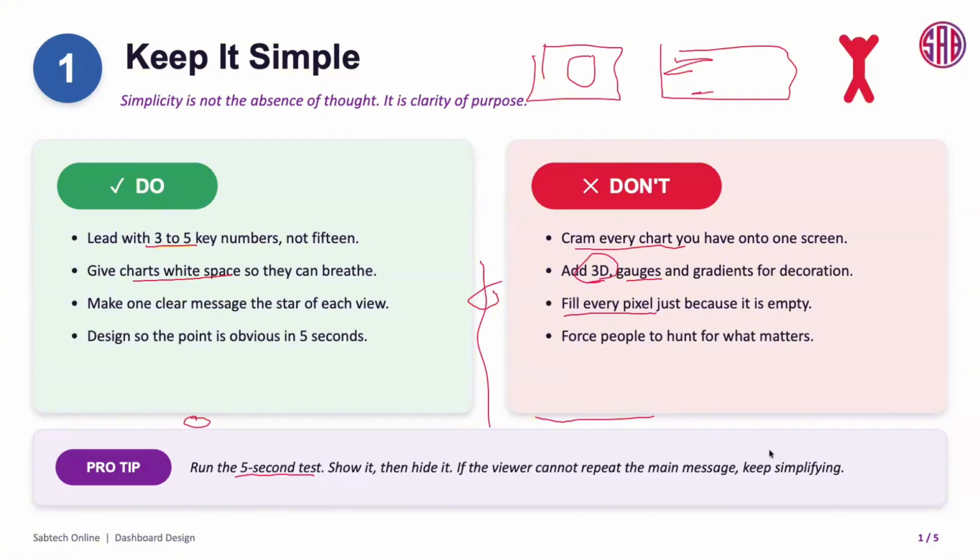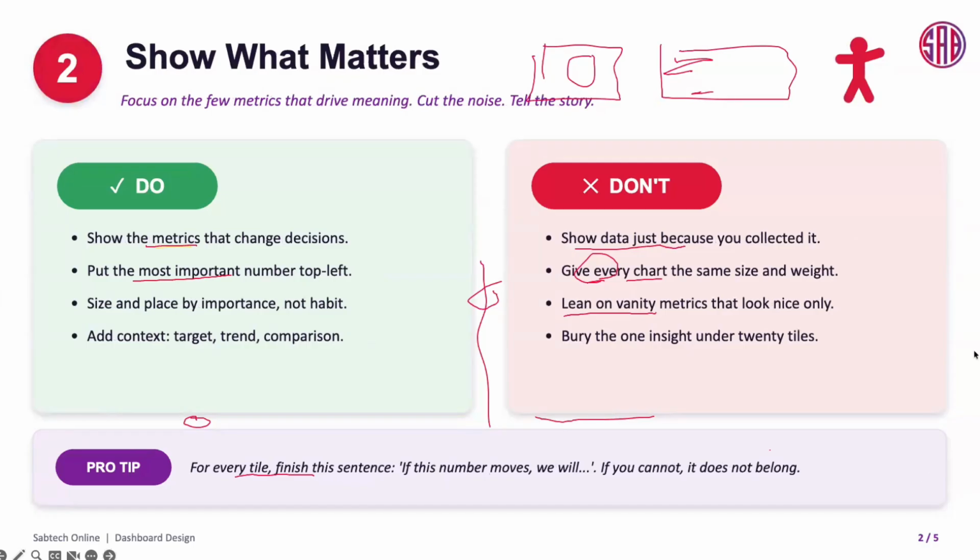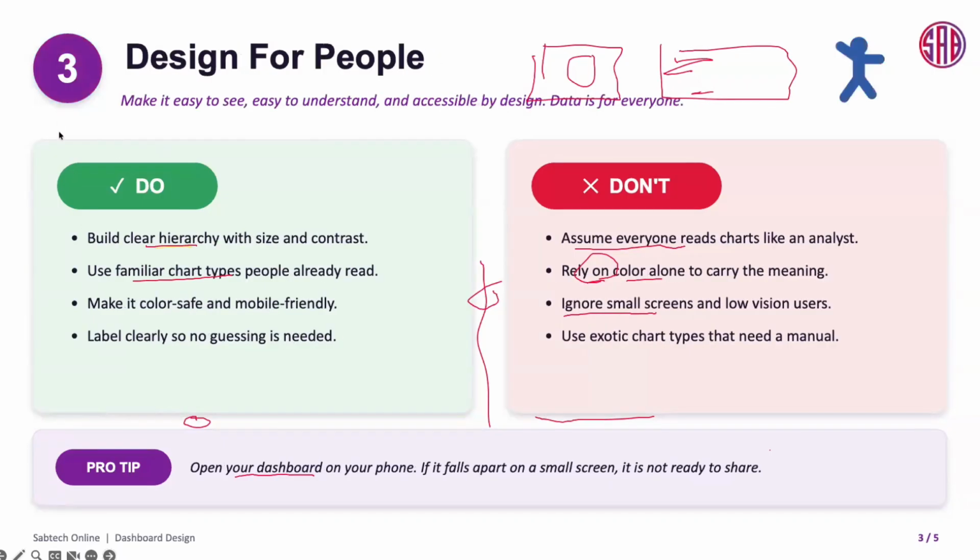Now, that is done. Let's go to the second one. The second one is show what matters. If anything doesn't make sense, please get it off your screen. So what are the do's on showing what matters? Focus on a few metrics that drive meaning. Show the metrics that change decisions. Put the most important numbers at the top left. So the number you should start with here at the top left.